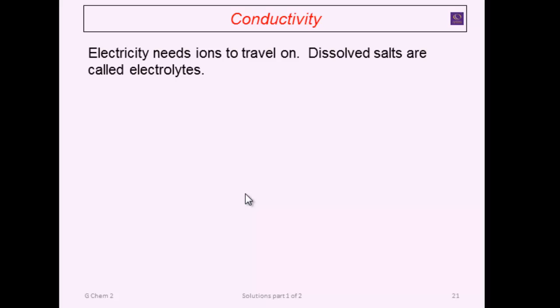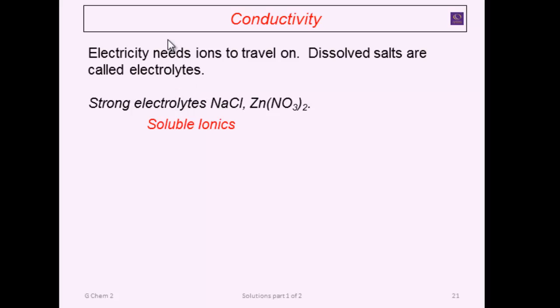And so electricity needs ions to travel on. And dissolved salts are called electrolytes. In other words, dissolved ions, dissolved charges in solution are called electrolytes. And that's reserved for those. Strong electrolytes are things that dissolve easily and make ionic charge, like sodium chloride or zinc nitrate. Any of the nitrates or halide families are traditionally good at dissolving.